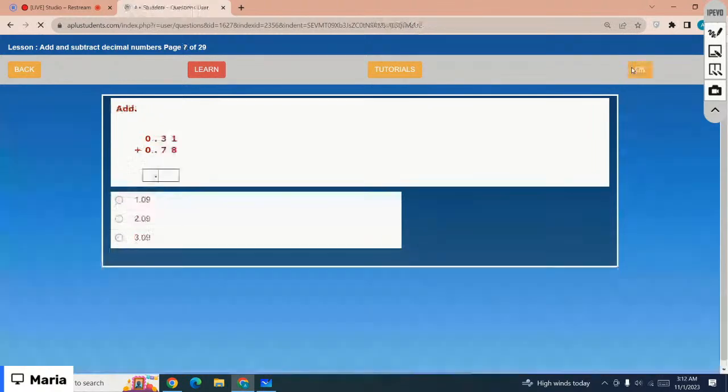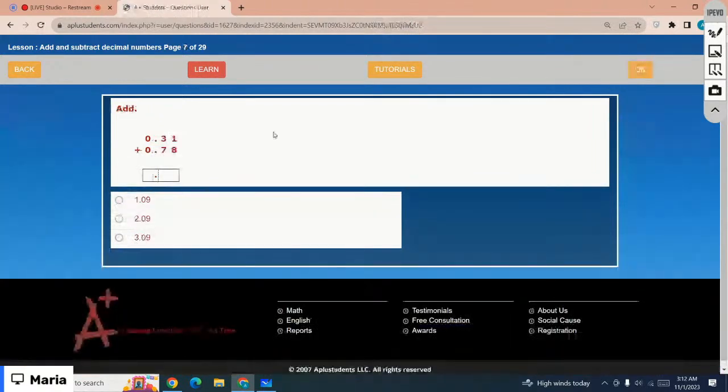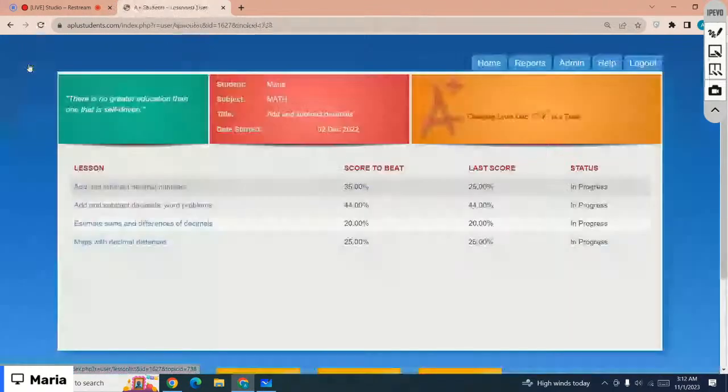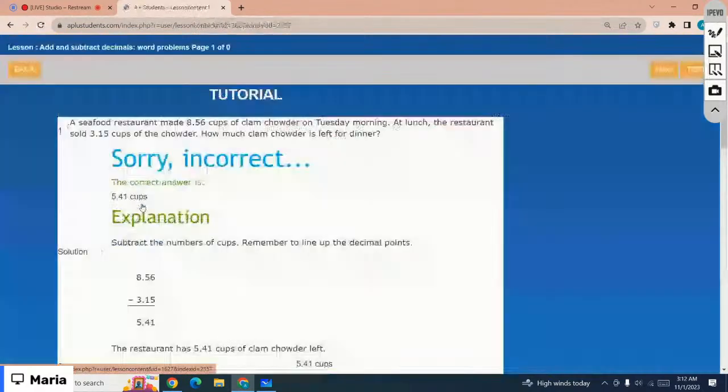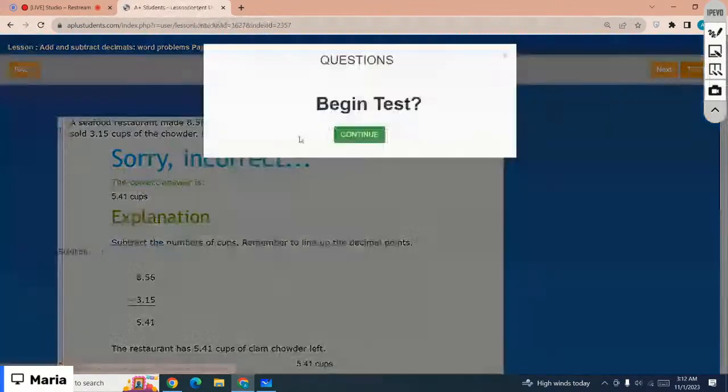Okay, you can complete the lesson by yourself later today. Let's just move on to the next lesson. And the next lesson is add and subtract decimals word problems. So let's just start with the test questions.